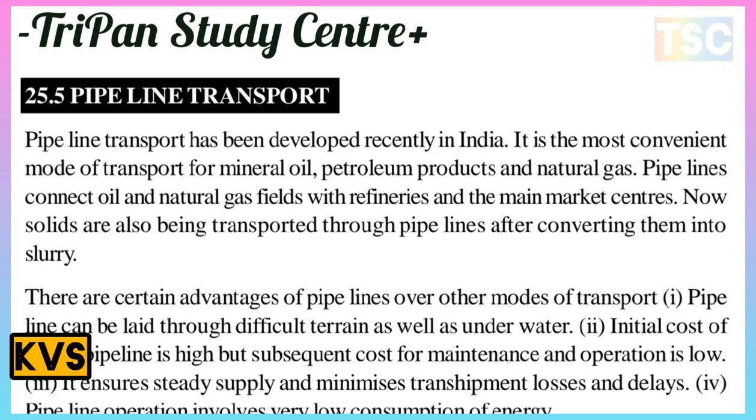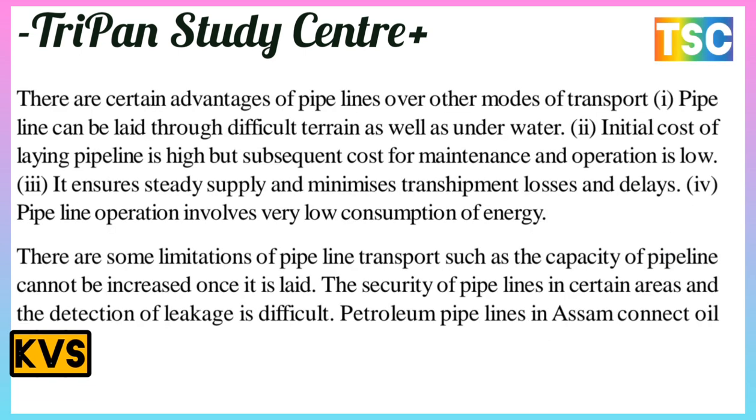Pipelines can be laid through difficult terrains as well as underwater. Initially the cost of running the pipeline is high, but the subsequent cost for maintenance and operation is low. It ensures steady supply and minimizes transit losses and delay. A pipeline operation also involves very low consumption of energy. There are some limitations of pipeline transport, such as the capacity of a pipeline cannot be increased once it is laid. The security of pipelines is a concern, and detecting leakage is difficult.